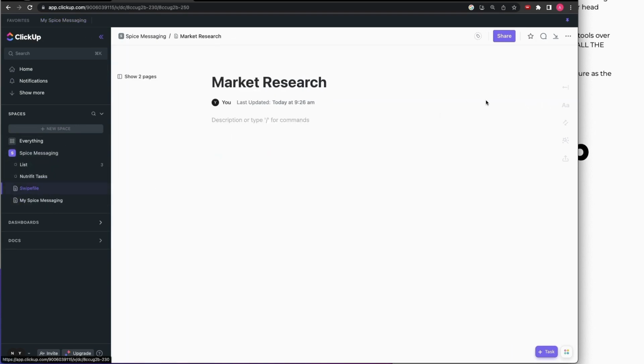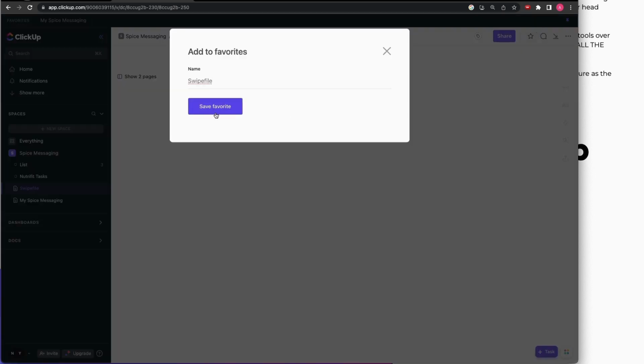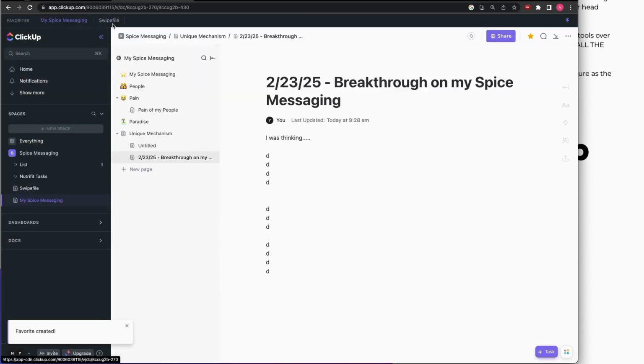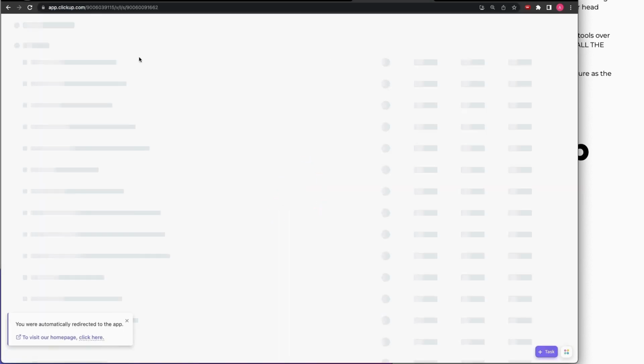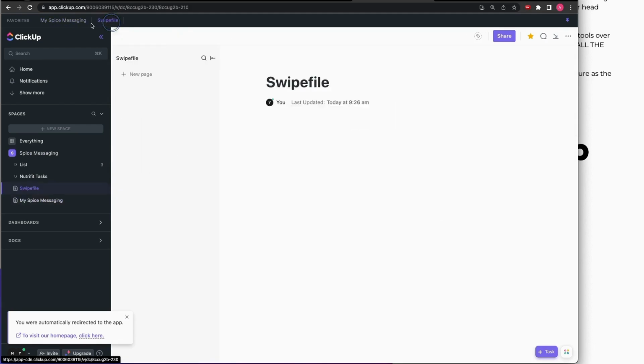And then I might do the same thing with my swipe file. So I click on the star here, swipe file, and you'll see now whenever I go to ClickUp.com, it'll take me over to my ClickUp, okay? And then at the top here, I'll have my Spice messaging and my swipe file.